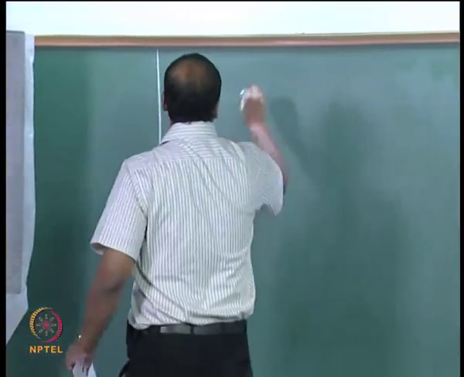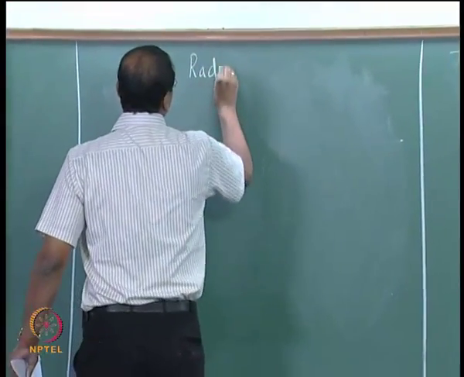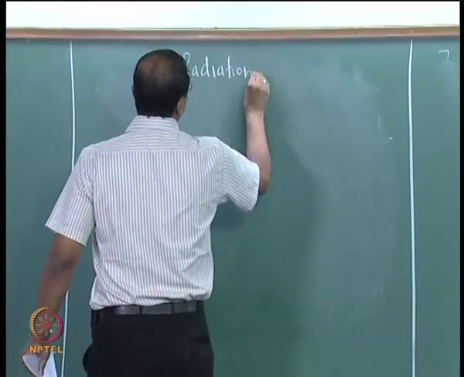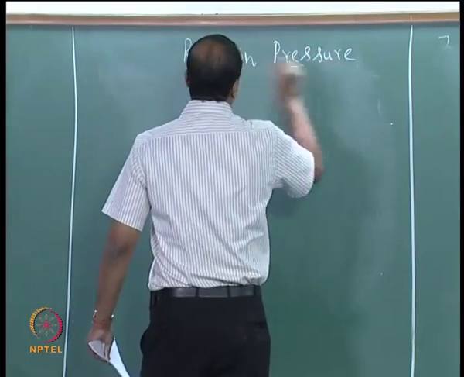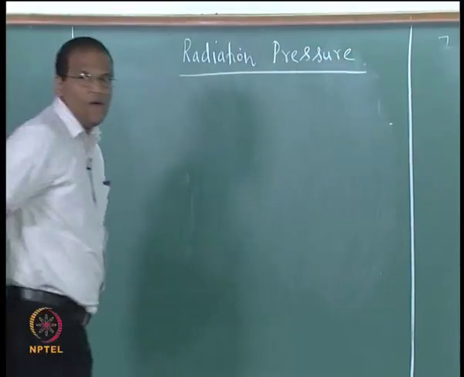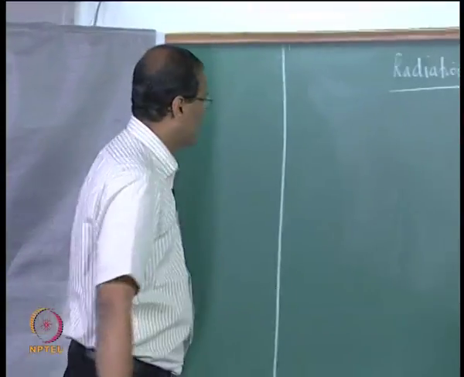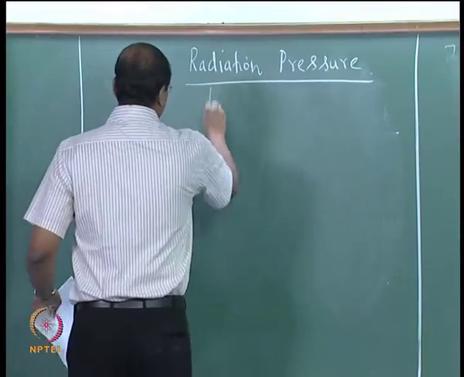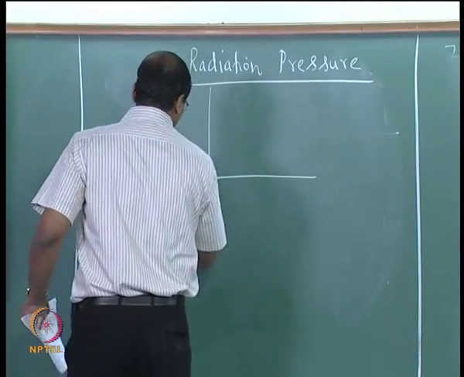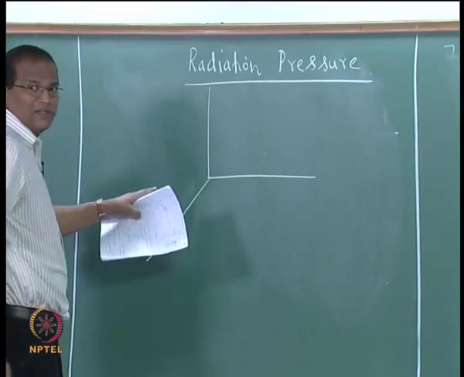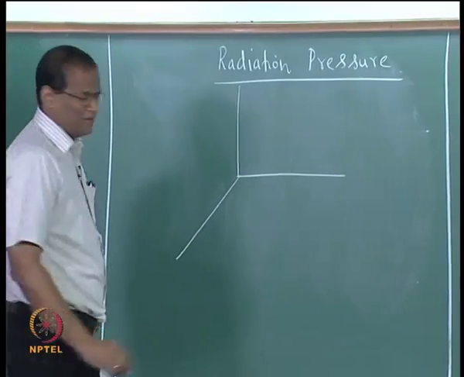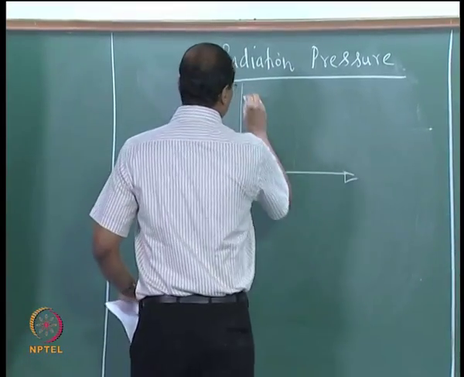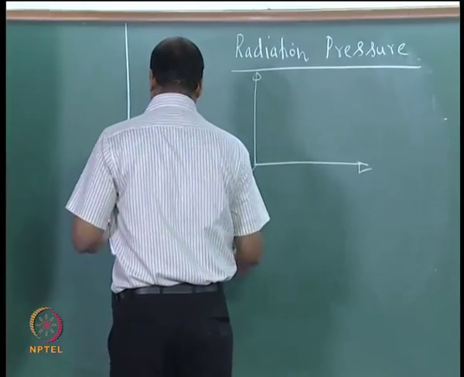Radiation pressure. Now let us consider the same coordinate system, and the dA1 will haunt you throughout the semester. R, theta, phi. dA1 is the emitting area.